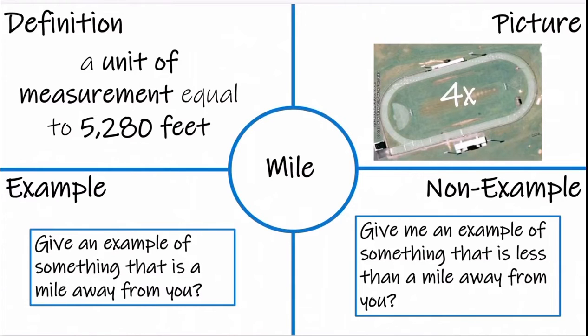Give an example of something that is a mile away from you. You can look on Google Maps. I think Google Maps is the only thing I can think of. Find something that's a mile away from your home, and then you can write it down as an example. And then maybe a non-example, something that's less than a mile away from you.